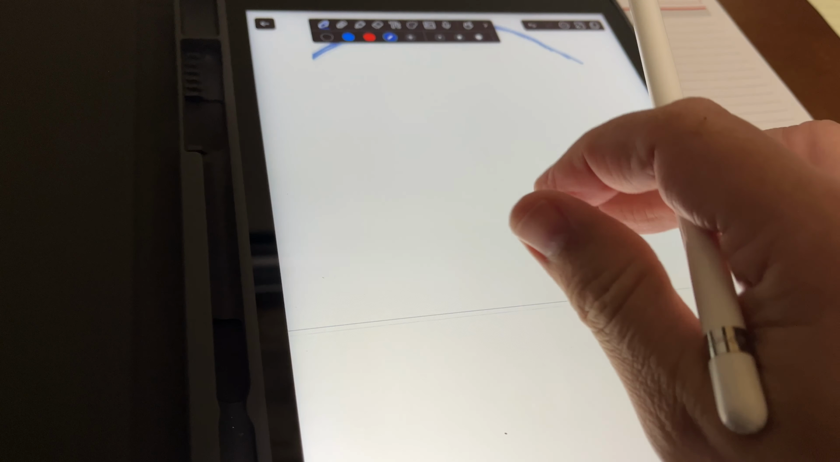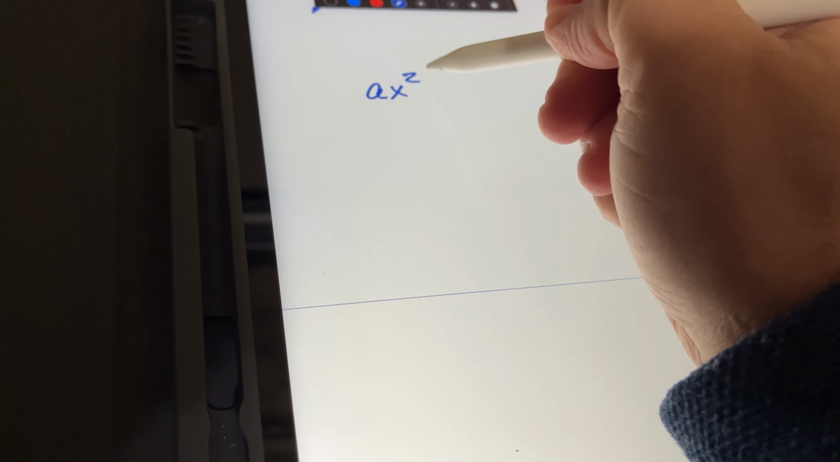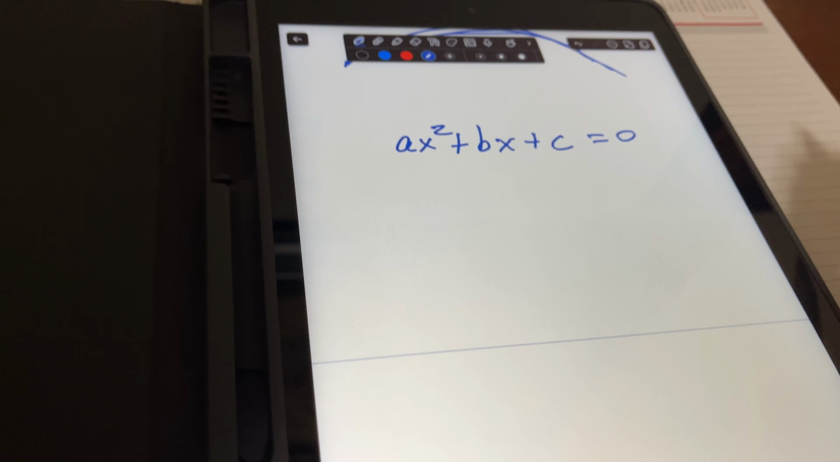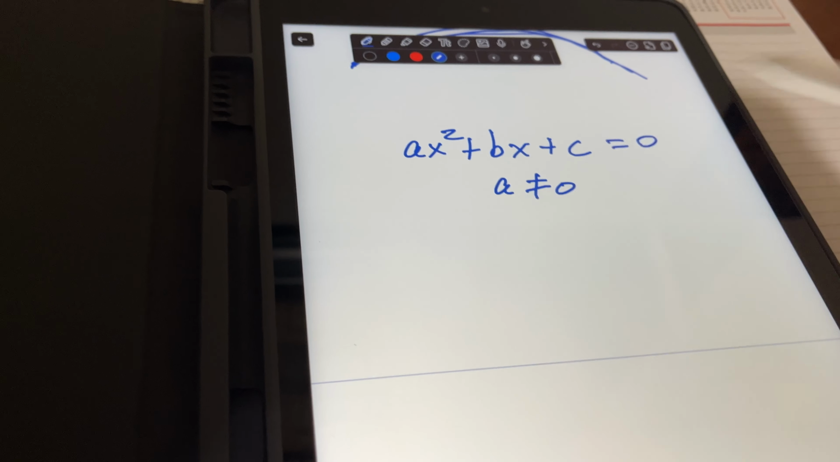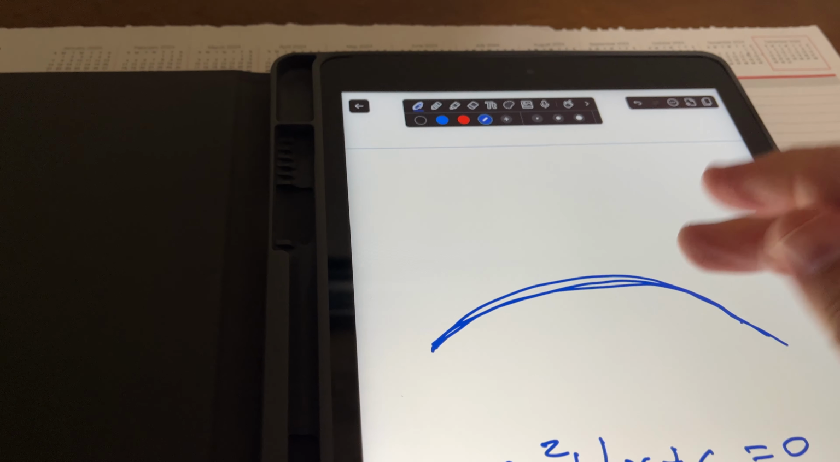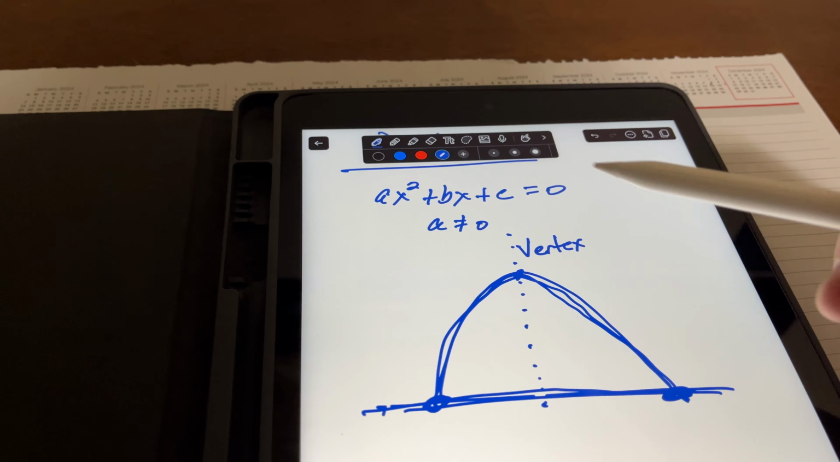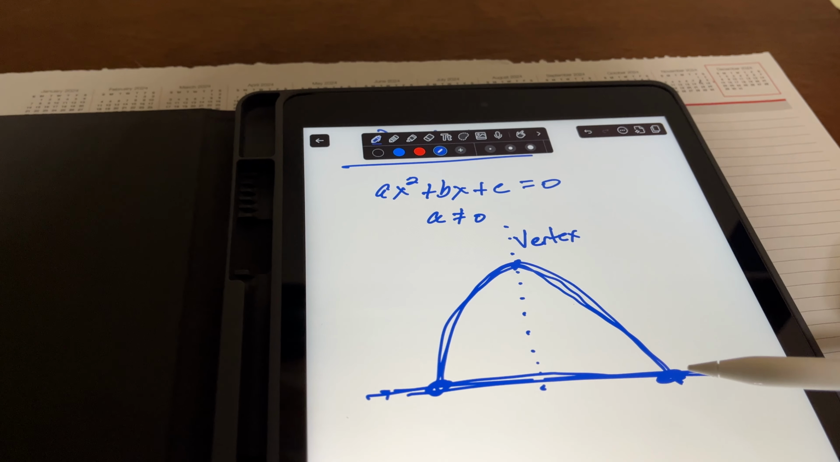So a quadratic is any equation in this form where a cannot be 0. And a parabola that has this shape, that opens downward like this, means that the a value also is negative.